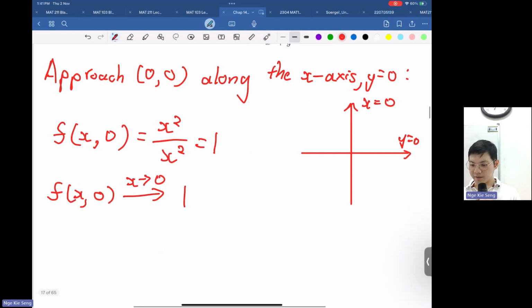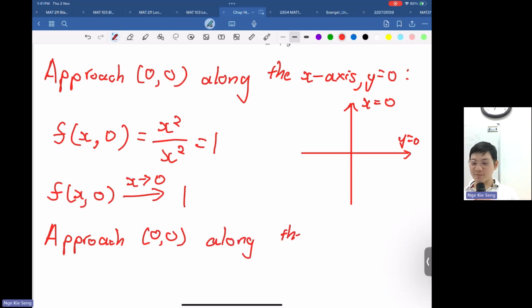Okay, and then let's approach from another curve. Try our luck. If we get the same limit, then we cannot say anything. But if we get a different limit, then we can conclude. Right? Then we are done.